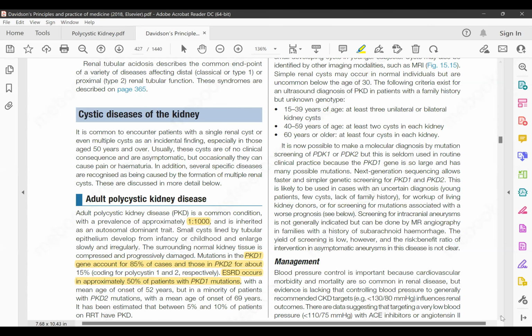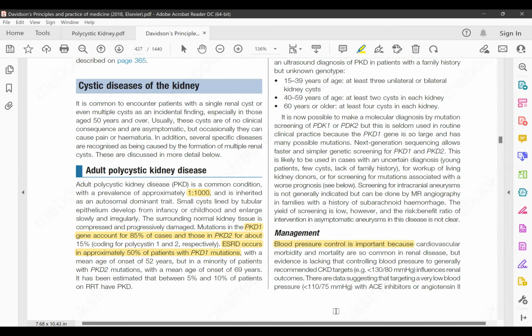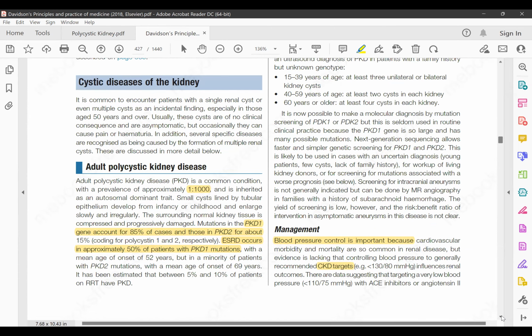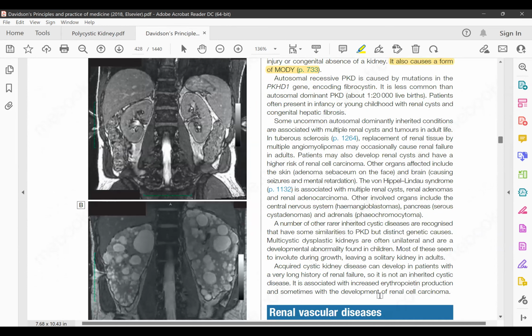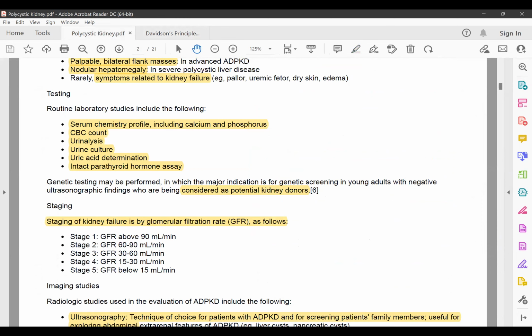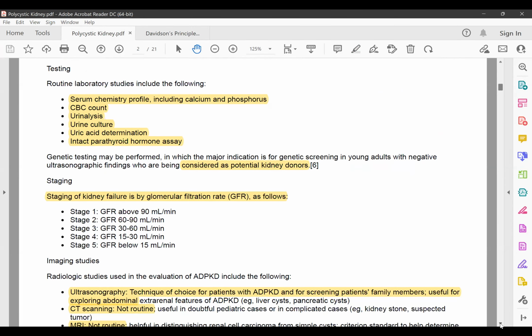And then management comes. The most important thing is blood pressure management. And then the CKD targets should be measured, particularly eGFR. And you should target the blood pressure to something around 110/75. And then autosomal recessive is more a pediatric disease. And you can see here the renal cysts on both sides, bilateral polycystic kidney. Okay. In this particular article, can you see the article now, which I gave you? Yes, sir.